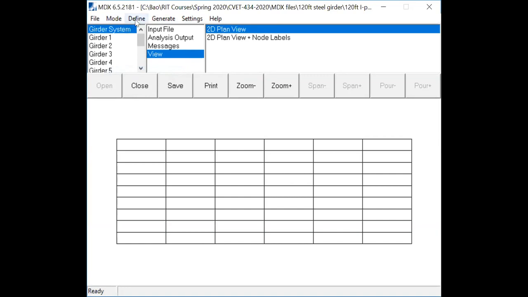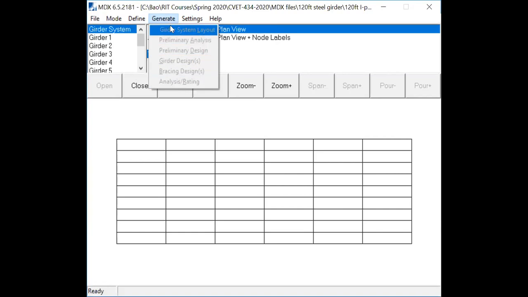And after that, you go back to define, and now you find that more of those options become active. So we need to do each one. We need to finish slab, girder, bracing, and loading in order to generate the analysis and rating. Right now you cannot generate rating because all of those options are inactive.